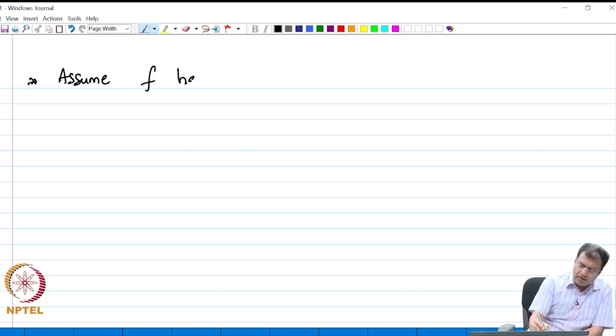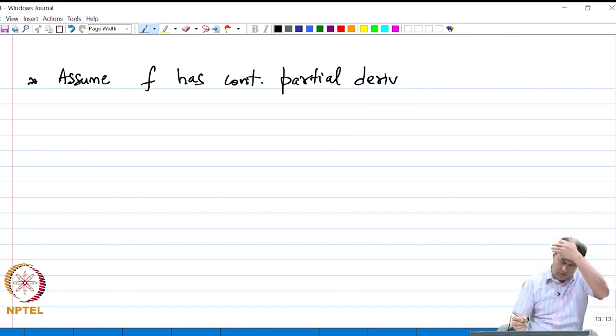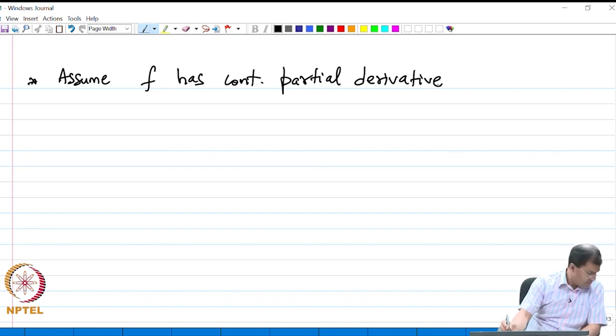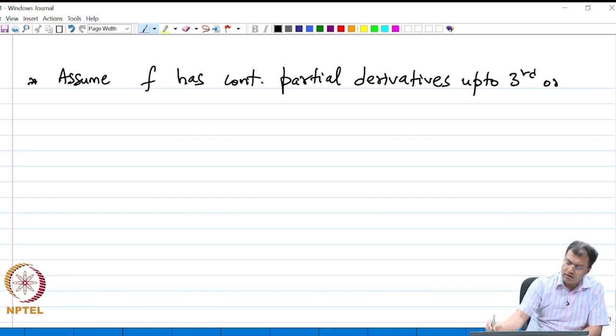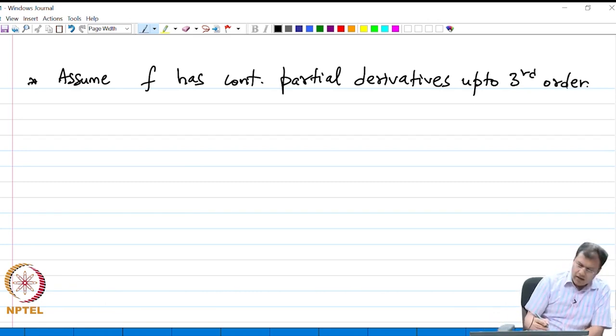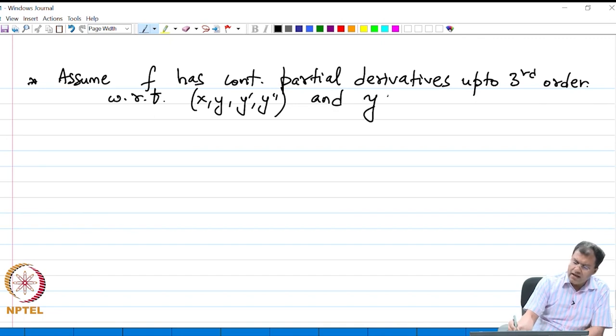Assume f has continuous partial derivatives up to third order, third order with respect to our variables, so with respect to the variables x, y, y prime, y double prime as well. And this means that y must come from C4 of x0, x1.